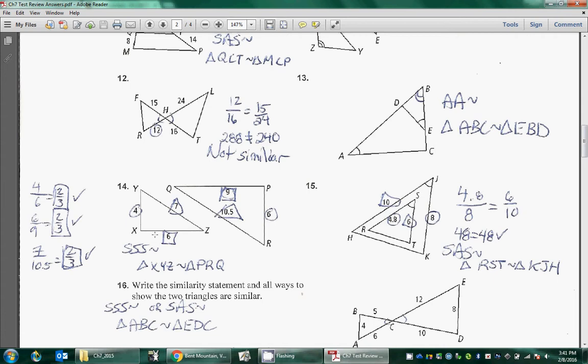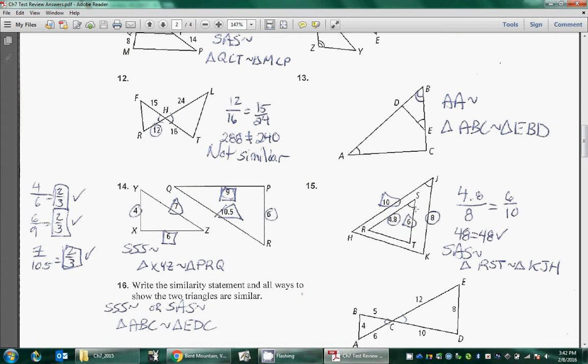So when I try this one, 4 over 6 reduced down to 2 over 3, 6 over 9 reduced down to 2 over 3, and 7 over 10.5 reduced down to 2 over 3, if you divide out by 3.5 from top and bottom. You'll notice I did not cross multiply like I did for number 12 and 10 up here. The reason why is because I can't cross multiply 3 sets of fractions. Okay, so I had to go kind of old school and do the scale factors. It's just 2/3 here.